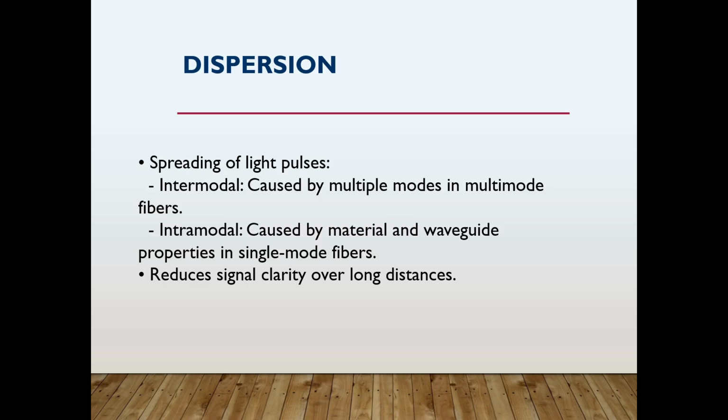Intermodal dispersion occurs in multimode fibers because different light modes travel different distances. This results in signal overlap and is more prominent in step index fibers, whereas intramodal dispersion affects single mode fibers. This arises from material properties such as different wavelengths that travel at different speeds and waveguide effects. By understanding and minimizing these losses, that is, dispersion and attenuation, engineers have made optical fibers the backbone of global communication networks.